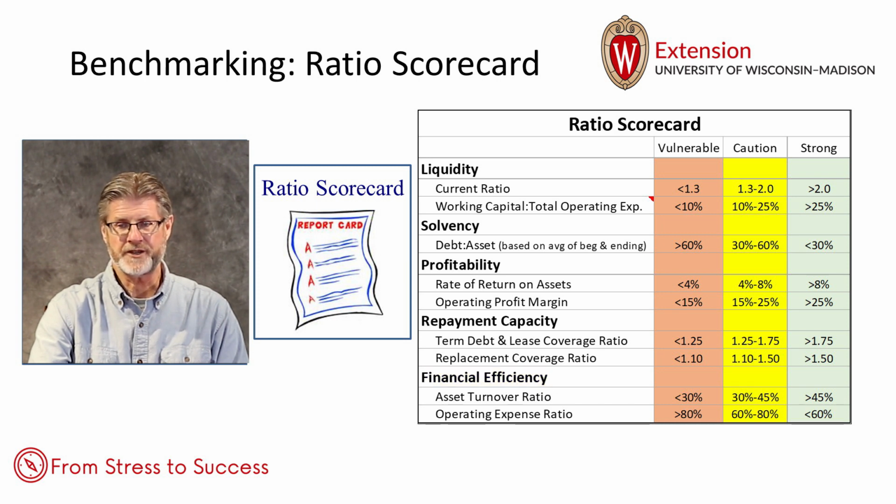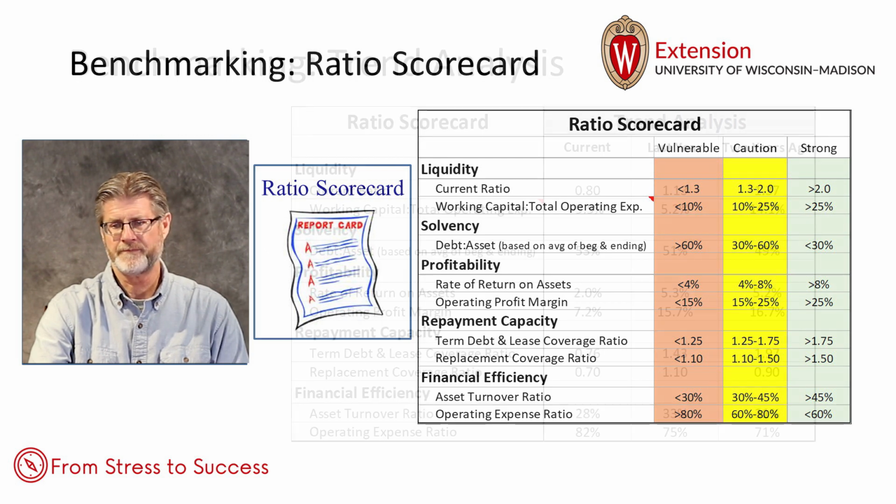A big value of the ratio scorecard is that it separates industry standards into 3 performance classifications, those being vulnerability, caution, and strength. These are often conveniently shown as red, yellow, and green respectively. The ratio scorecard is a good first look at financial performance. However, the scorecard does not change based on current economic conditions. In a poor price year, for example, many farm businesses may be in the red, not because of something they are doing wrong, but simply because of factors outside their control.